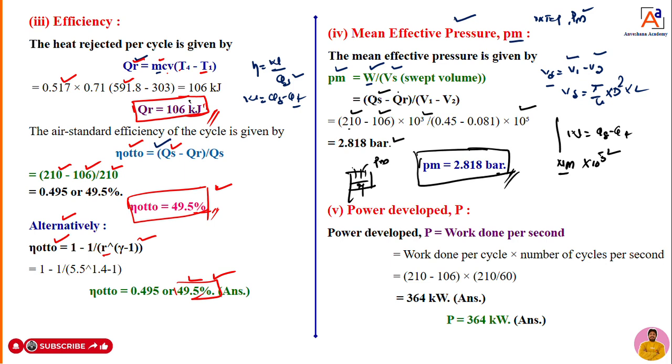Next, power developed. If this much mean effective pressure is acting on the surface of the piston, then how much power is generated at the crankshaft, that we can calculate. To calculate that, we have an equation. Power is equal to work done per second, that is work done per cycle into number of cycles. He has given the number of cycles, 210 cycles. The work done is QS minus QR, multiplied by the number of cycles per second. So we have to put the answer in terms of per second.